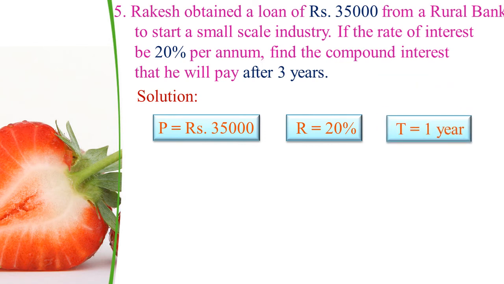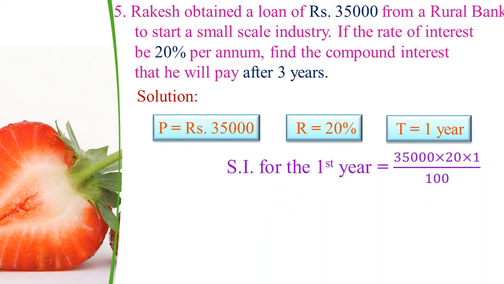Now we are going to see how to find simple interest for the first year. The formula is P multiplied by R multiplied by T by 100. Here P is 35,000 multiplied by R is 20 multiplied by T is 1 by 100. Here 2 zeros and 2 zeros gets cancelled out. Then multiply 350 and 20 and 1. We get rupees 7,000. This is simple interest for the first year.